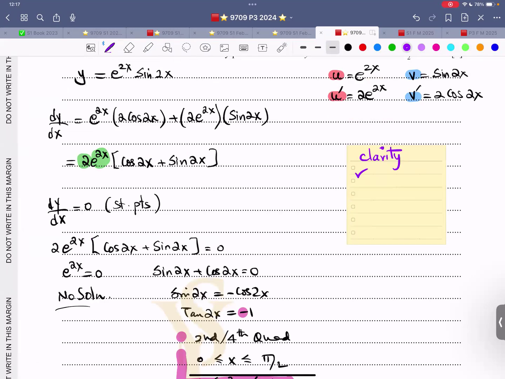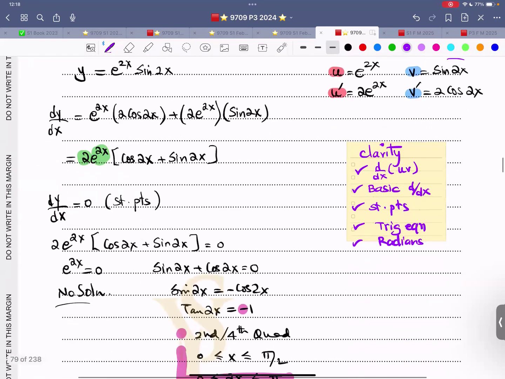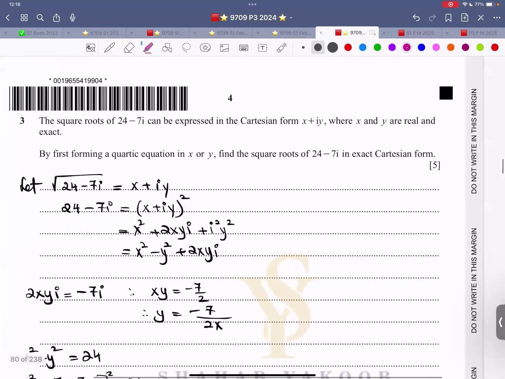So that clarity over here is about the usage of product rule. That is one thing. The second thing is about usage of this basic differentiation. Then it's about the concept of stationary points. And then it's about a trig equation. And of course, you have to work in radians for differentiation, integration, numerical solution, differential equations. And this is for 5 marks. 5 marks out of 75. Keep that in mind. Every single mark is worth it. Now the next one.